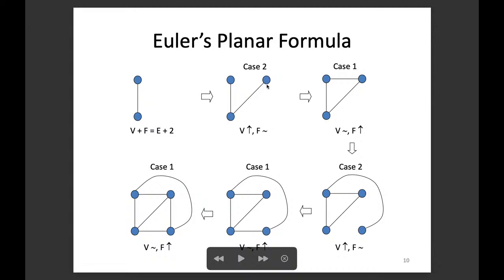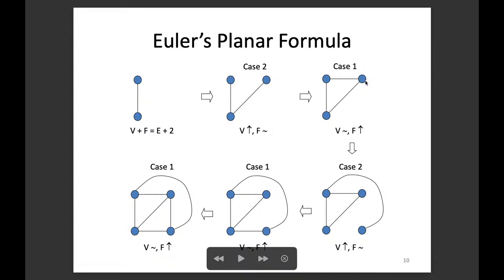But on the other hand, the vertices will increase by 1, and the edge will also increase by 1. So we will see that v increased by 1, f remains unchanged, e increased by 1, so the formula is still balanced. The other case is that we are adding an edge without adding a new vertex.